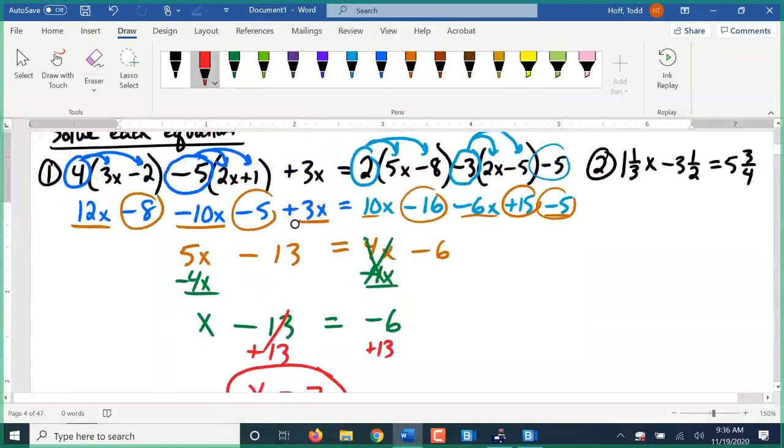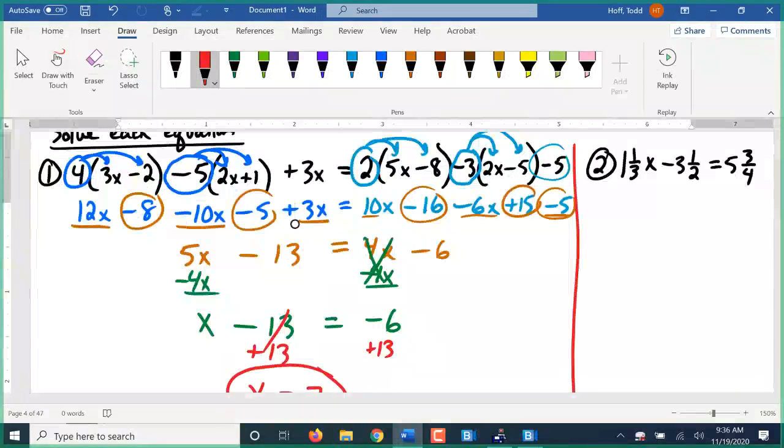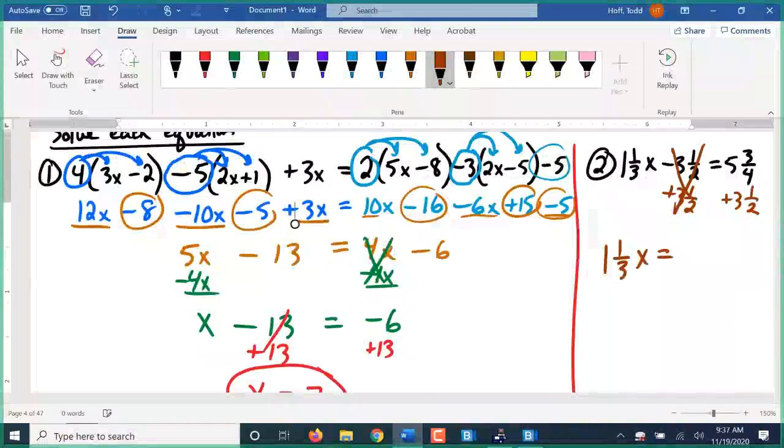Number 2 over here looks ugly because of the fractions, but it's really just a simple two-step equation. We are going to have to add 3.5 to get rid of the minus 3.5. So that's gone. We're left with 1 1/3 x equals 5 3/4, plus 3.5. I'm going to write it off over here.